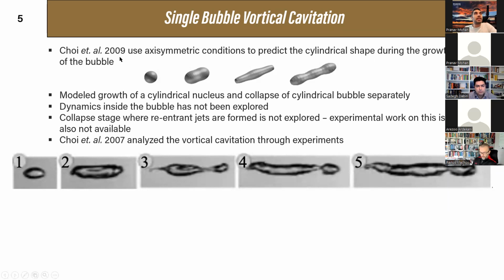So Choi et al. in 2009 used axisymmetric conditions to predict how a circular bubble like this may grow axially and become cylindrical, and they modeled the growth and the collapse separately. We also observed that there are supposed to be some re-entrant jets that are formed during the collapse stage of the bubble, which are also not explored. And Choi et al. in 2007 performed experiments showing that this does happen.